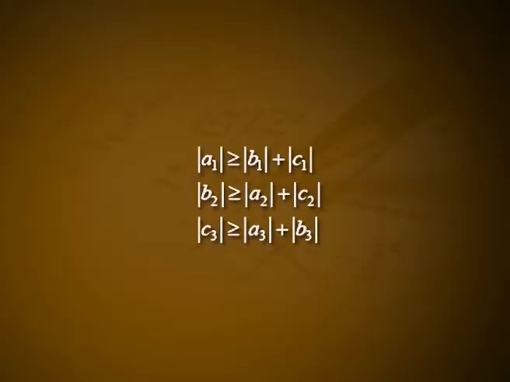That is, the above system can be solved by this method successfully only if modulus of a1 is greater than or equal to modulus of b1 plus modulus of c1, modulus of b2 is greater than or equal to modulus of a2 plus modulus of c2 and modulus of c3 is greater than or equal to modulus of a3 plus modulus of b3, where strict inequality exists for at least one of the cases.